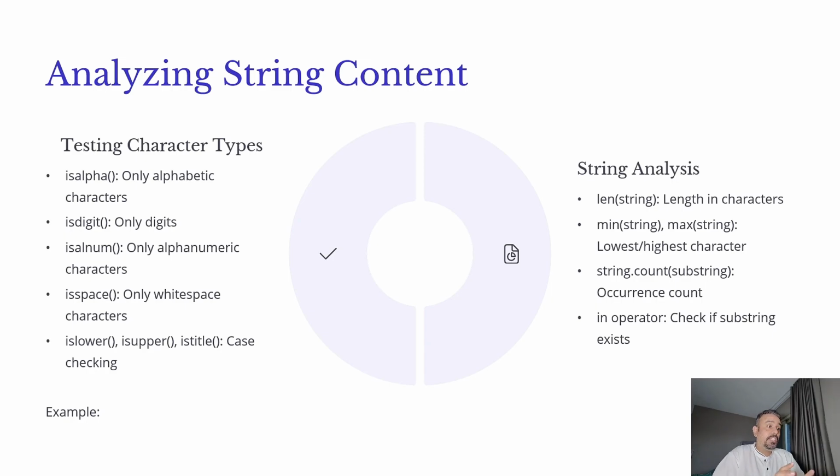Analyzing string content. Python provides several built-in functions to analyze and validate strings based on their content. The is methods check whether a string contains only certain types of characters. isalpha checks whether only alphabetic letters are present in a string. isdigit checks whether only numeric digits are present. isalnum searches for letters or digits, but it is not going to search for spaces or punctuation as part of that string. isspace is only going to search for white spaces within the string.